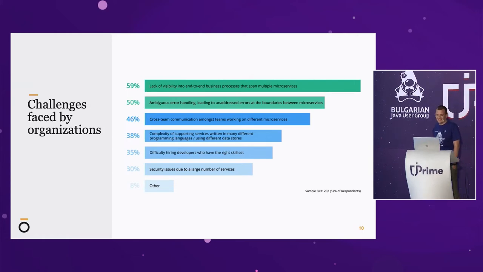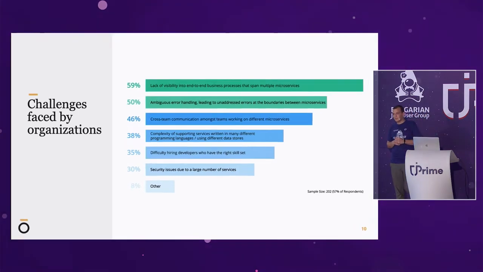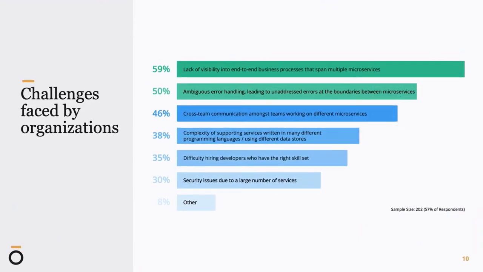So, another survey, another piece of data that I found is from an IT company, and they asked their clients what are the biggest challenges that they face when dealing with microservices. And the number one result was the lack of visibility into end-to-end processes, so into end-to-end business processes that span multiple services. A close second is error handling, the hardships related to error handling, especially at the boundaries between services. And number three was communication.